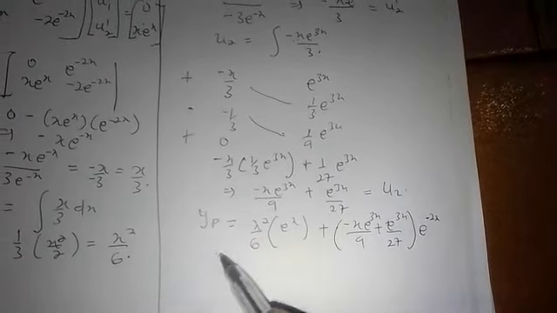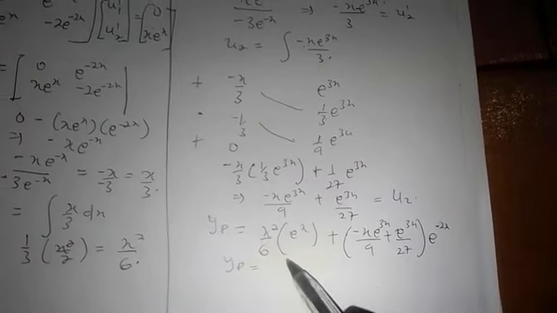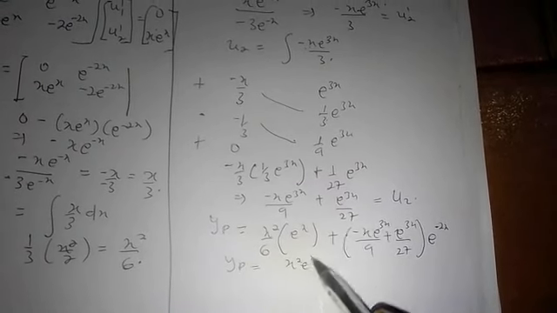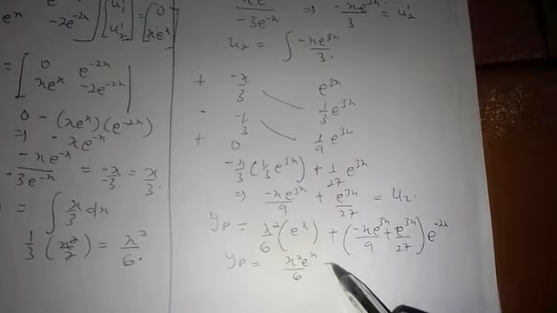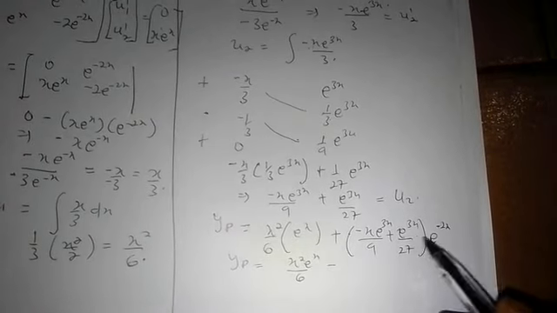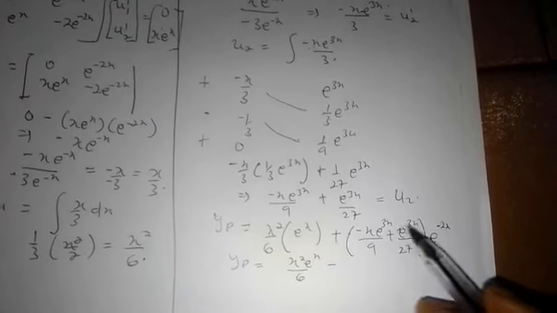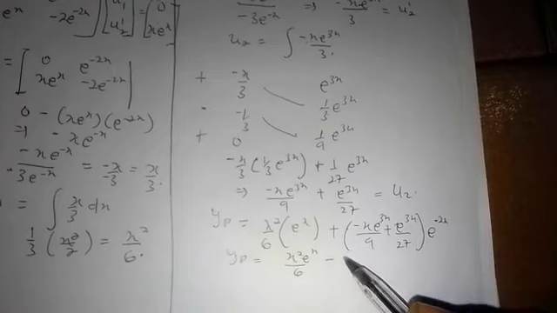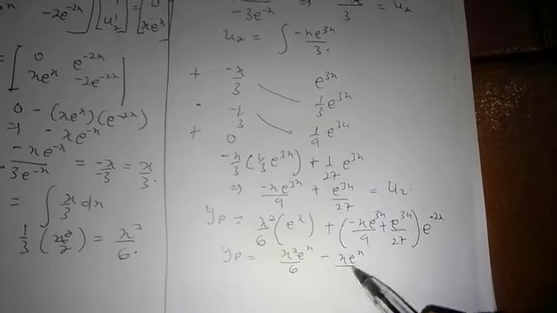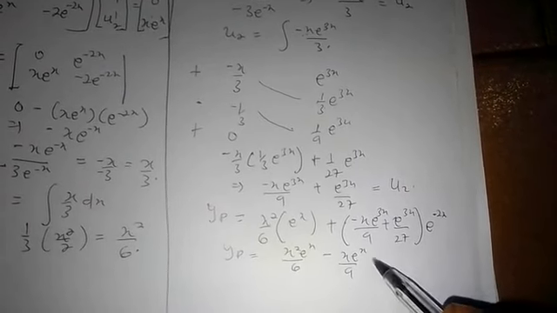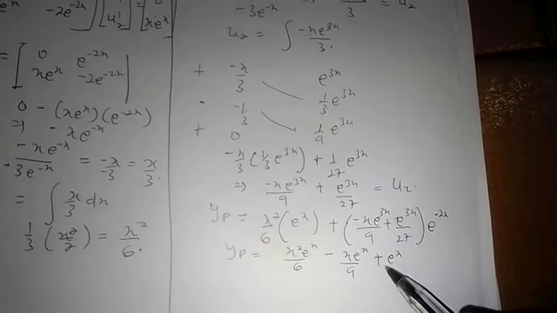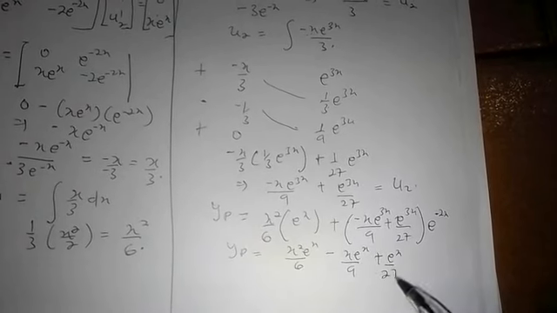That is my yp. I further simplify it to be x squared e to the power x over 6 minus, when I multiply this and this, it will give me e to the power x alone, x e to the power x over 9, as well as plus e to the power x over 27.